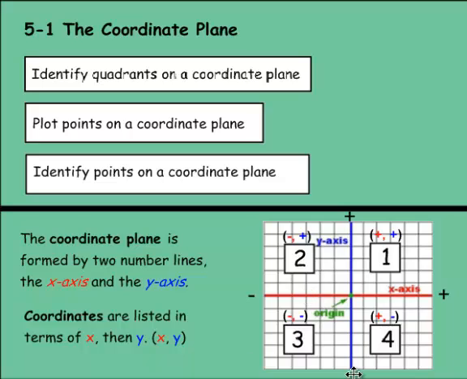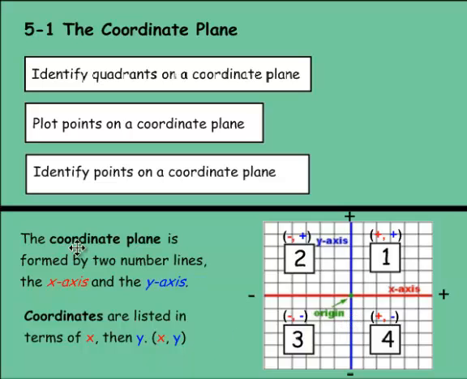And then intersecting that is another number line, the y-axis, which runs up and down, or vertically, where positives go up and then negatives go down. So it would be positive 1, positive 2, positive 3. Down would be negative 1, negative 2, negative 3.